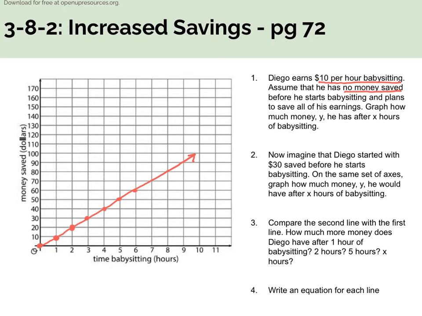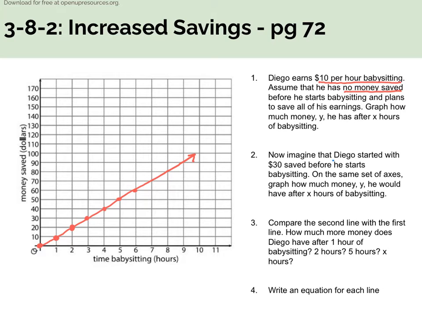Let's do number 2. Now imagine that Diego starts with $30 before he starts babysitting, on the same axes as what we did before, and he's still making $10 per hour. Go ahead and graph this situation. Pause for a second and graph that and see if you get the same as me.